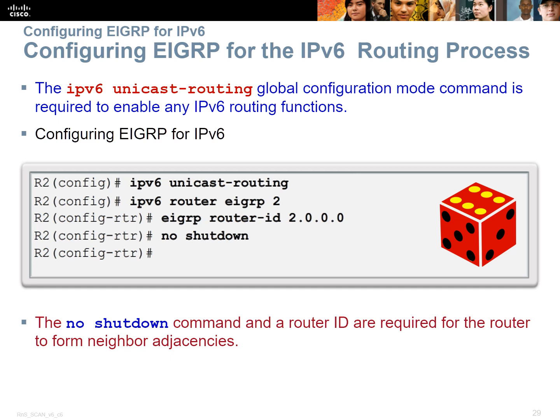So you have to give it a router ID and then turn it on. Because if you just type ipv6 router eigrp 2 and press enter, it will try and start, but it will break because it doesn't have a router ID. So you give it the router ID and then you type the no shutdown command to actually get EIGRP started.